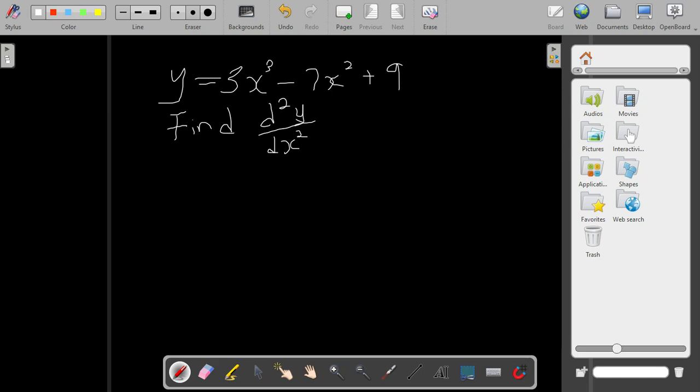Today we'll be looking at calculus, polynomial functions. If you look closely, you see that the question is y equals 3x cubed minus 7x plus 9. Find d squared y over dx squared. One thing I need you to know is that this is the second derivative. The first derivative is the usual dy over dx.